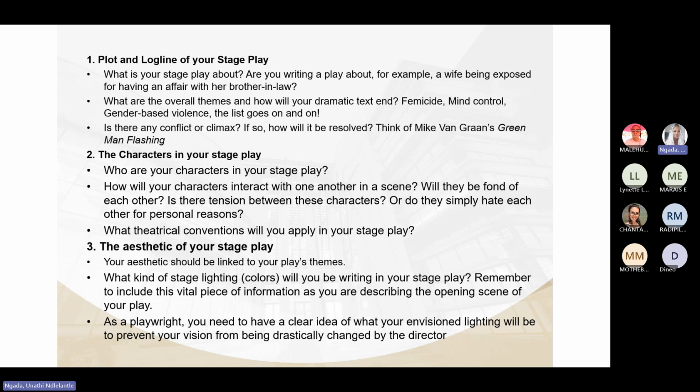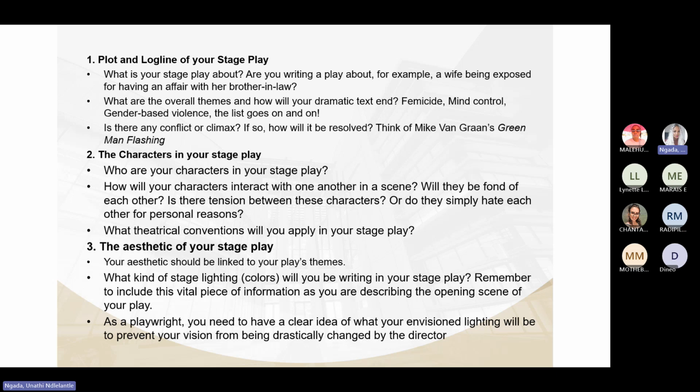Remember, with the theatrical conventions, you do not have to use all of them when you are doing the assignment. You can just simply select the conventions that you feel are applicable to the play that you are writing. So if, for example, you feel that I'm only going to be using the monologue and it will be in just one scene, then that is perfect.